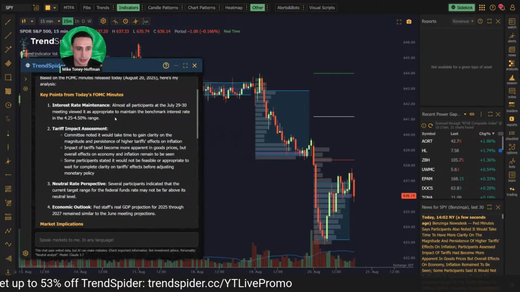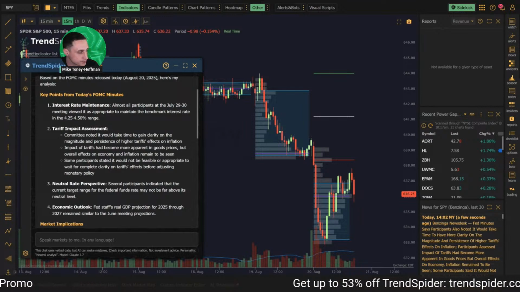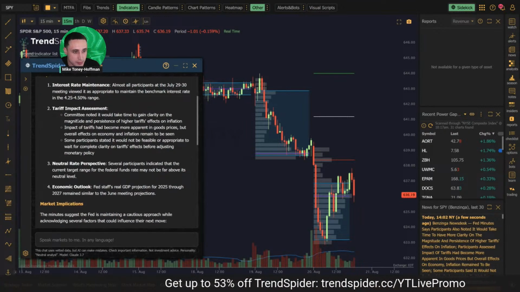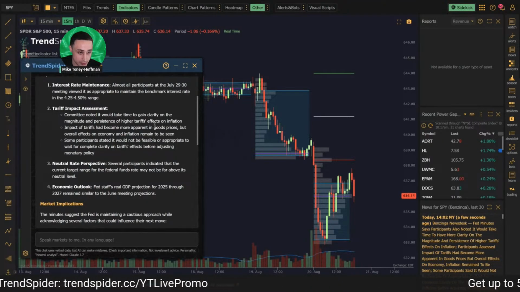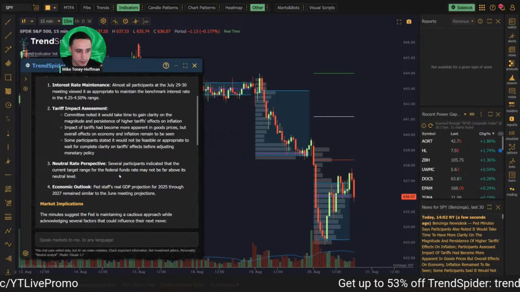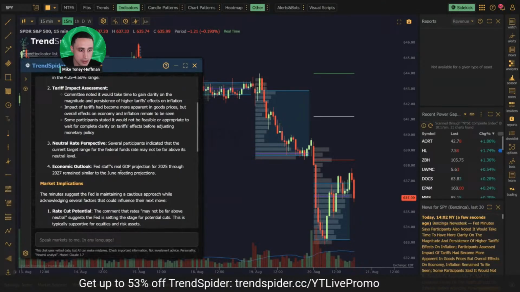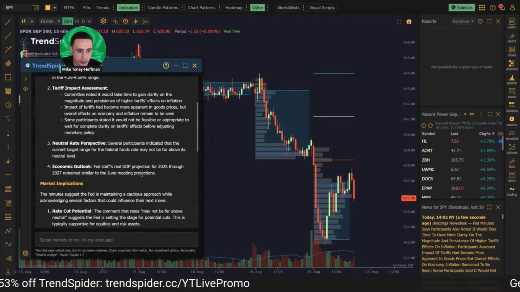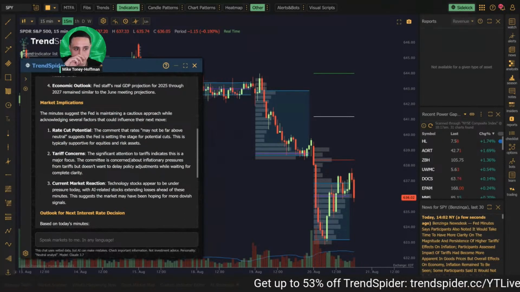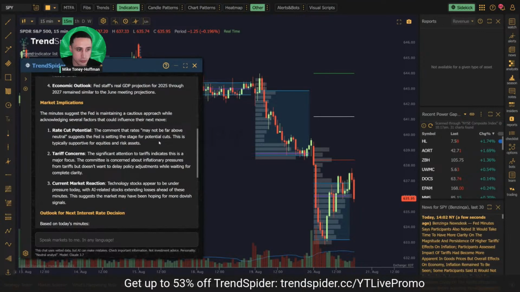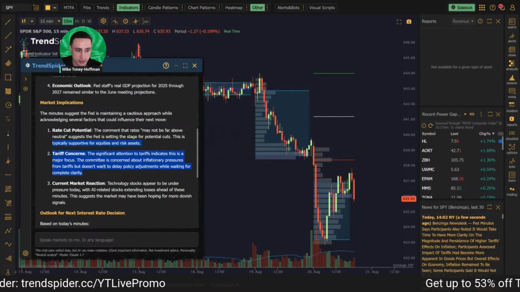Almost all participants in the last meeting viewed it as appropriate to maintain the benchmark interest rate. The committee noted it would take time to gain clarity on the magnitude and persistence of higher tariffs' effects on inflation. The current target range for the federal funds rate may not be far above its neutral level. Okay. Fed staff, real GDP projection remains similar. So let's see what it says for the market. The minutes suggest the Fed is maintaining a cautious approach while acknowledging several factors that can influence their next move, with rate cut potential and, of course, tariff concerns.